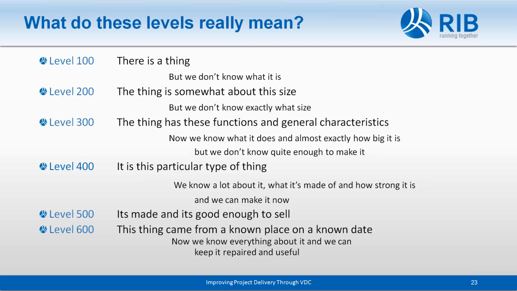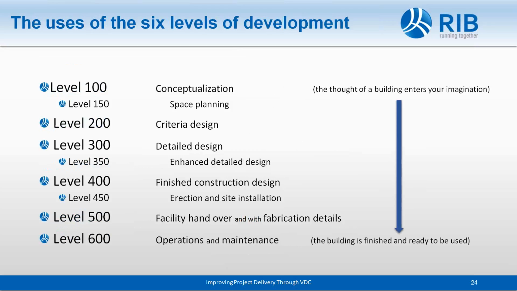Now, when we reach level 400, we know enough about it that we can make it now. That is, we can build it if this represents a construction item on the project. And then level 500, 600, those are post-construction for maintenance and things like that.